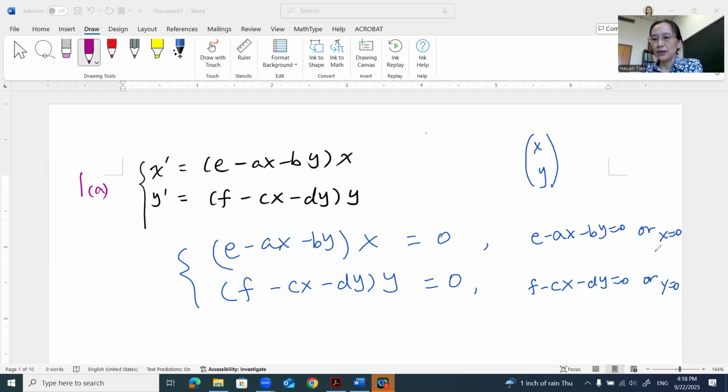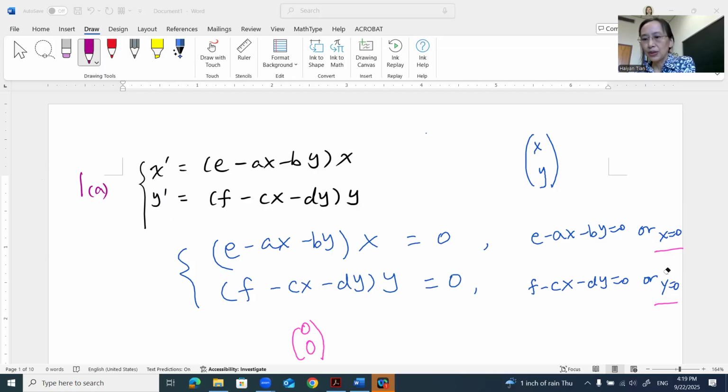The very simple one is that X, Y are both zero. Then immediately we find a solution, which is the 0, 0 solution. Because in this case, when X is 0, the derivative of 0 is still 0. So you can immediately verify, yes, that's one equilibrium solution found.